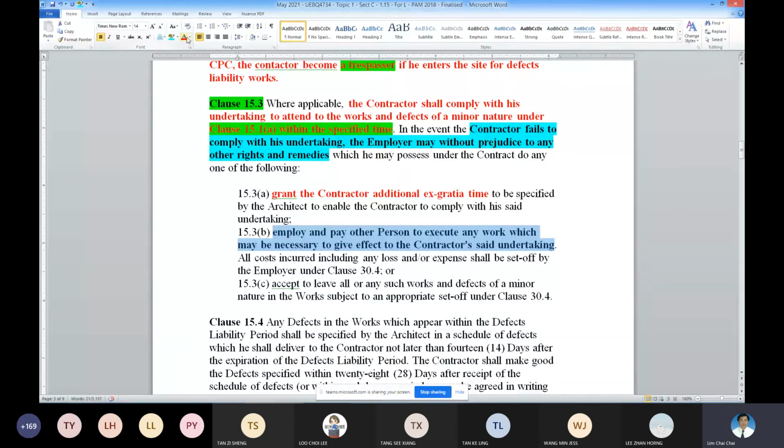Okay, and all the costs incurred will be charged to the contractor, and then the money to be taken out from the set off under clause 30.4. So under clause 30.4 is a direct deduction.